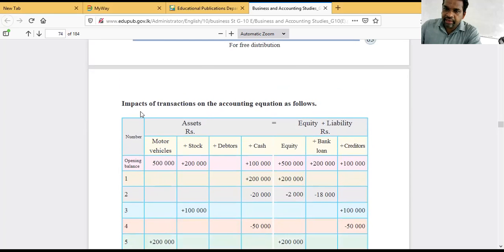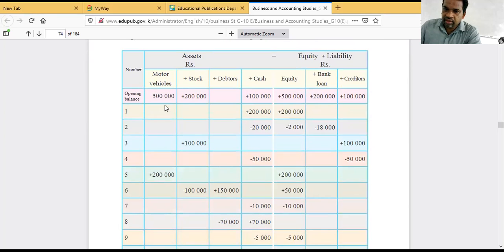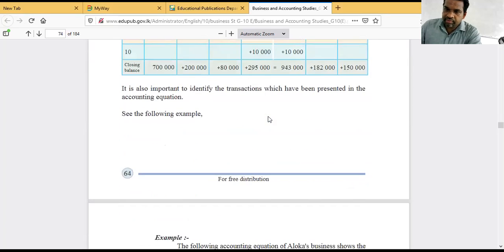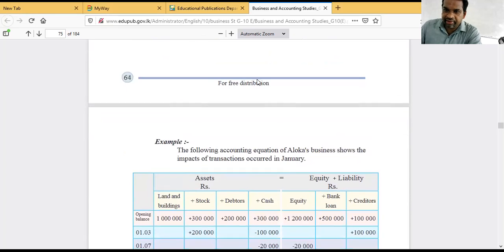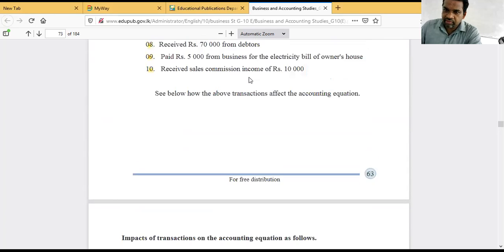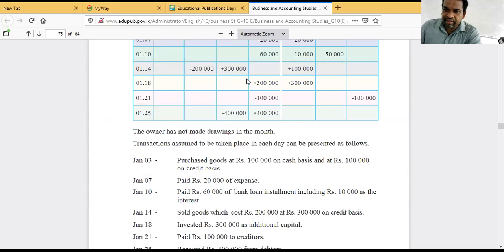Here, the impacts of transactions on the account equation are as follows. Then they have given you this structure. Finally, it is also important to identify the transactions which have been presented in the account equation. Then you should be able to explain the transaction.